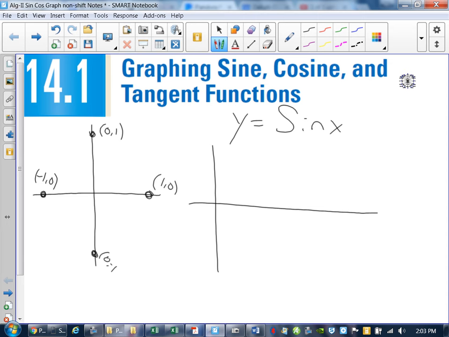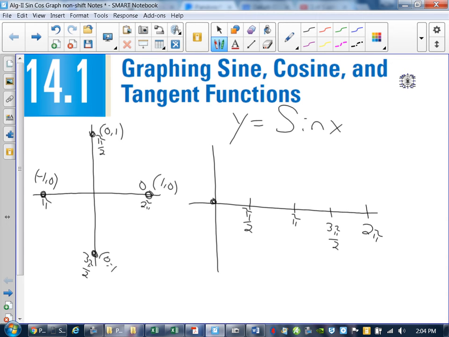If I look at where my values of the 4 quadrantals are, it starts at 0, pi over 2, pi, 3 pi over 2, and it goes back to 2 pi. Everybody okay with that? So if I start at 0, and I come all the way out here and end at 2 pi. What's halfway between 0 and 2 pi? Pi. What's halfway between 0 and pi? Pi over 2. And over here it is 3 pi over 2.